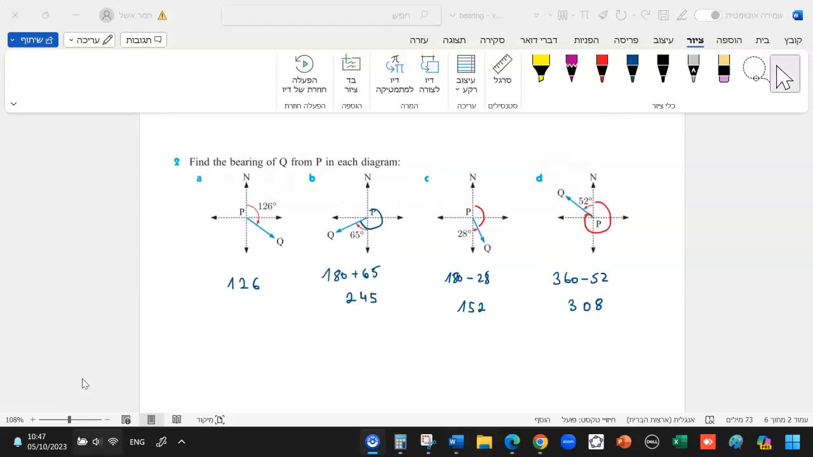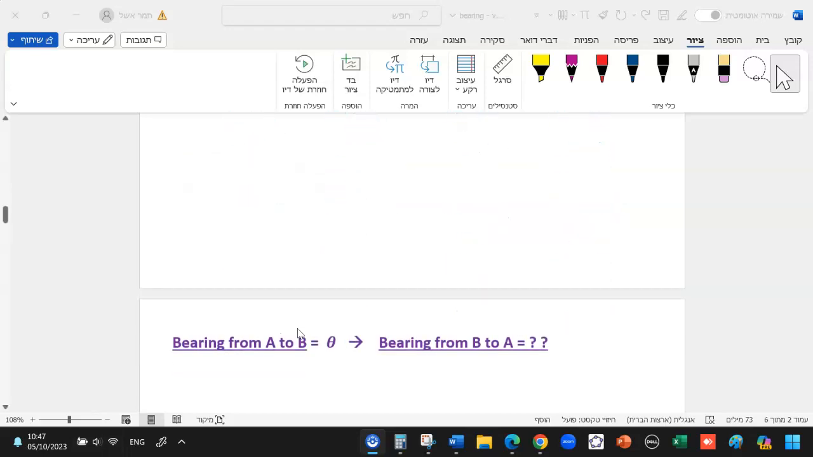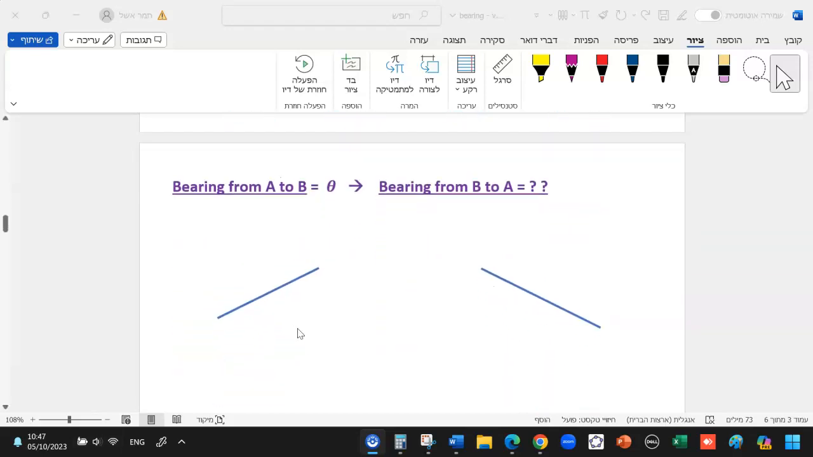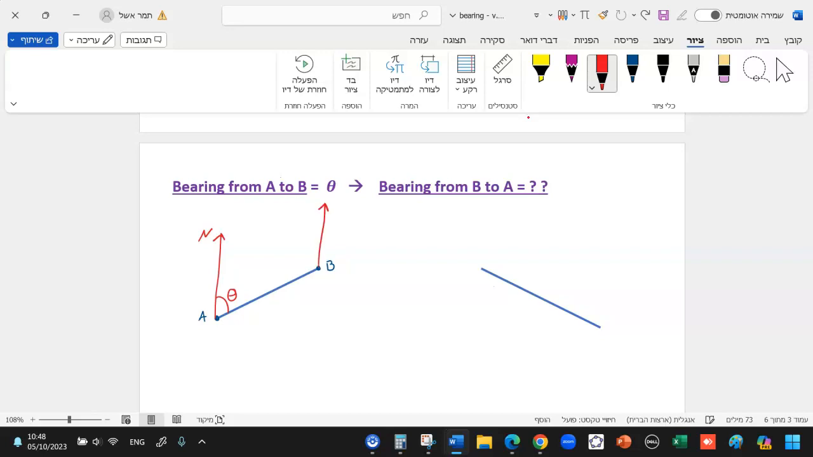Before we continue to question 3, let us look at the connection between the bearing from point A to point B, which we call theta, and the bearing when going back from point B to point A. If this is point A and this is point B, when going from A to B, the bearing is this angle, we call it theta. Now when going back from B to A, the bearing is this angle.